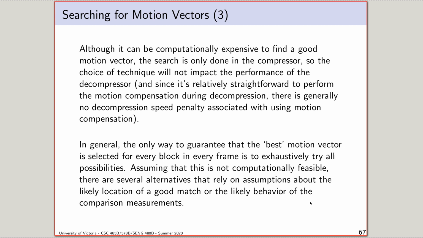So the key point here is, because the previous frame is essentially arbitrary data from our perspective, the only real way of finding the best vector is to try literally everything. And we really can't expect that we're going to do that. So assuming that we can't do that, which I'm going to assume, we need to find some alternative that gives us a good answer in a reasonable amount of time. And we do that by making assumptions.